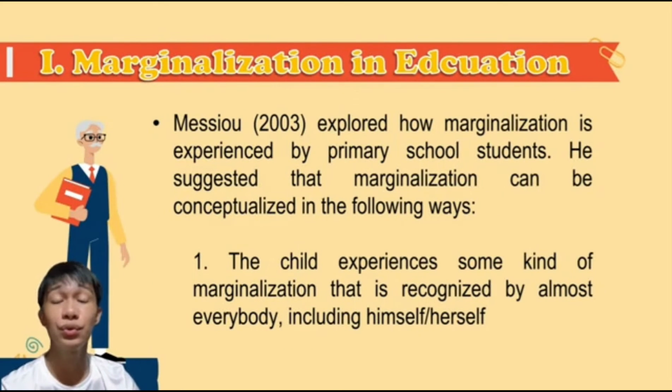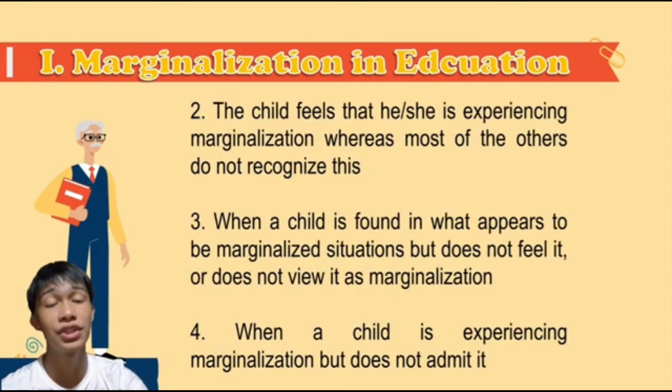In an earlier research, Matthew 2003 explored how marginalization is experienced by primary school students. He suggested that marginalization can be conceptualized in the following ways. Number 1, the child experiences some kind of marginalization that is recognized by almost everybody, including himself or herself. Number 2, the child feels that he or she is experiencing marginalization, whereas most of the others do not recognize this. Number 3, when a child is found in what appears to be a marginalized situation but does not feel it or does not view it as marginalization. And number 4, when a child is experiencing marginalization but does not admit it.